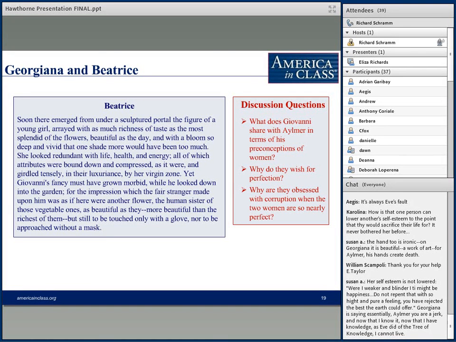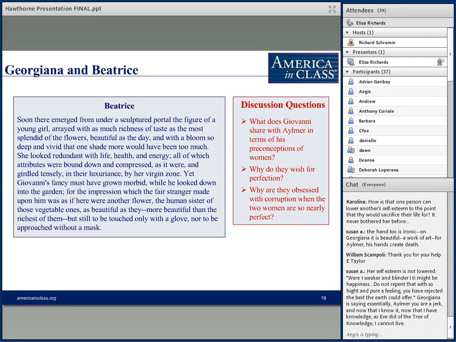Here we have a response to the self-esteem question. Her self-esteem is not lowered. "Were I weaker and blinder, I might be happy. Do not repent with so high and pure a feeling." This is Georgiana to Aylmer. "You have rejected the best the earth could offer." Yeah, the best the earth could offer doesn't suggest that Georgiana has low self-esteem. That's true. Georgiana is saying essentially, Aylmer, you are a jerk. And now that I know it, now that I have knowledge, as Eve did of the tree of knowledge, I cannot live. A fascinating interpretation. That's a great interpretation of the end of the story. He deserves for her to die is basically the idea there.